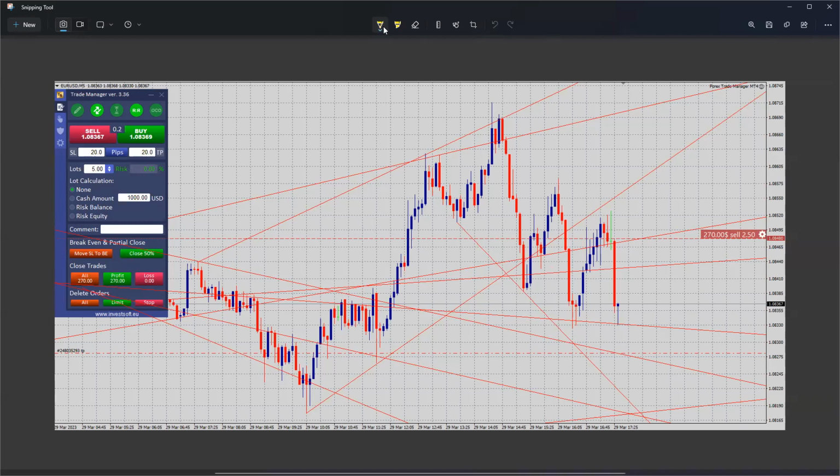So this trend line right here, you can see where price is rejecting from, exactly from my trend line. Here's where my TP is. So my TP is at another trend line. You can see I'm at break even. My trade is at break even.